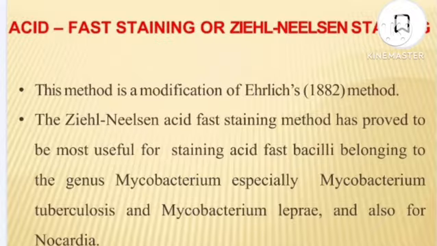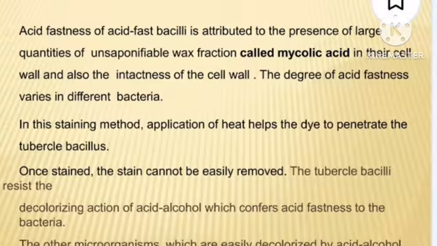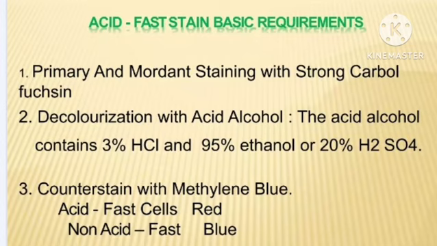Acid-fast staining is also known as Ziehl-Neelsen staining. It identifies bacteria whose cell walls contain waxes such as mycolic acid, for example Mycobacterium tuberculosis. The procedure requires heat to allow the primary dye, carbol fuchsin, to penetrate the waxy wall. Acid-fast cells retain the red color. The basic requirements: primary stain with strong carbol fuchsin, decolorization with acid alcohol containing 3% HCl and 95% ethanol, or 20% H2SO4.